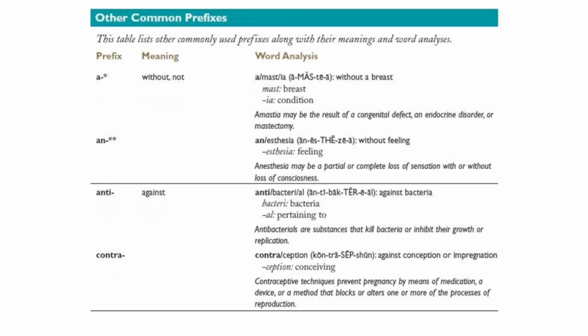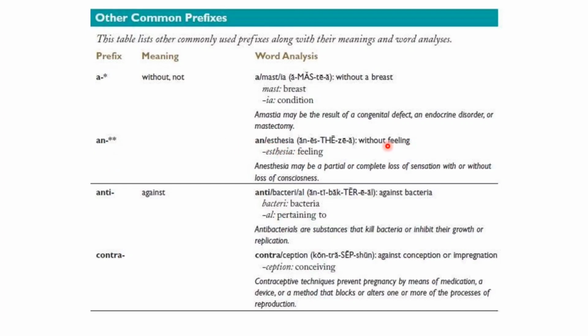Same, we will see other common prefixes and the examples. A means without or not, and the example of using prefix a is amastia. Mast means breast, and ia is the condition. Amastia means without a breast. Fine. Then an also means without or not. So the word analysis for the prefix an is anesthesia. Esthesia means feeling. So anesthesia is without feeling.